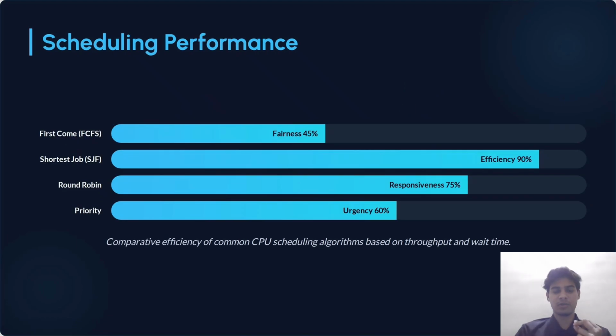Process scheduling. Since multiple processes compete for the CPU, the operating system uses scheduling. Scheduling decides which process runs first and how long it runs. This improves system performance and efficiency.